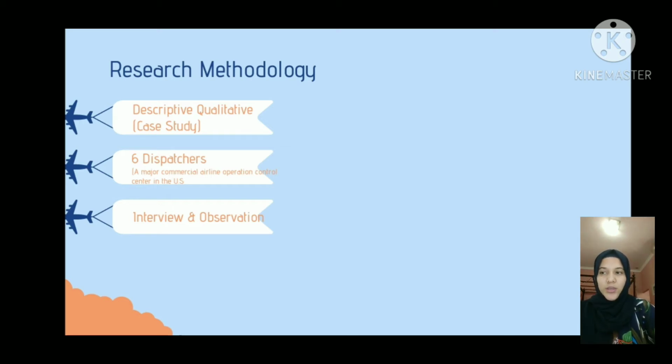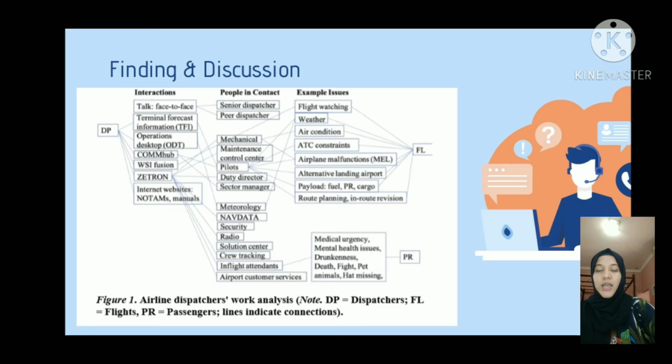And next we have the findings and discussion. Here, on the left, a dispatcher uses these tools, for example direct communication, talking face to face, TFI, ODT, ComHue, QSI, Zetron, and internet websites. They use these tools to interact with all the parties of this department.